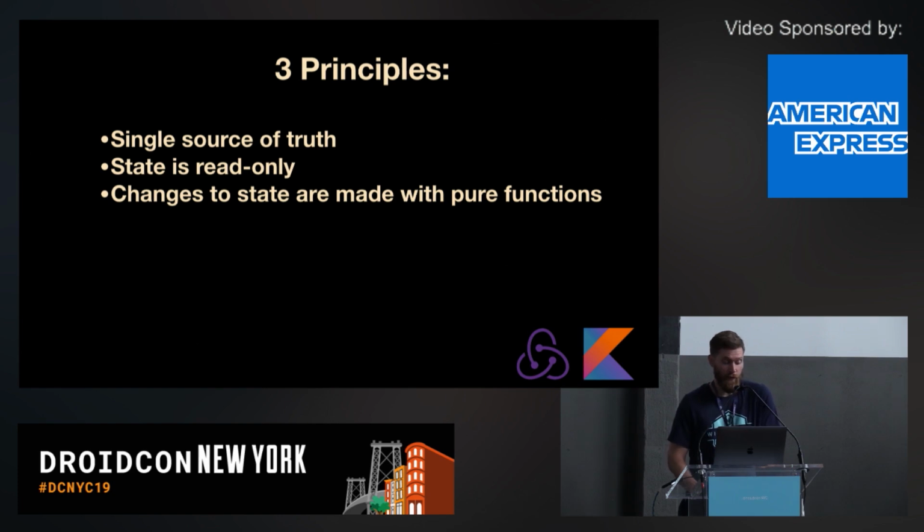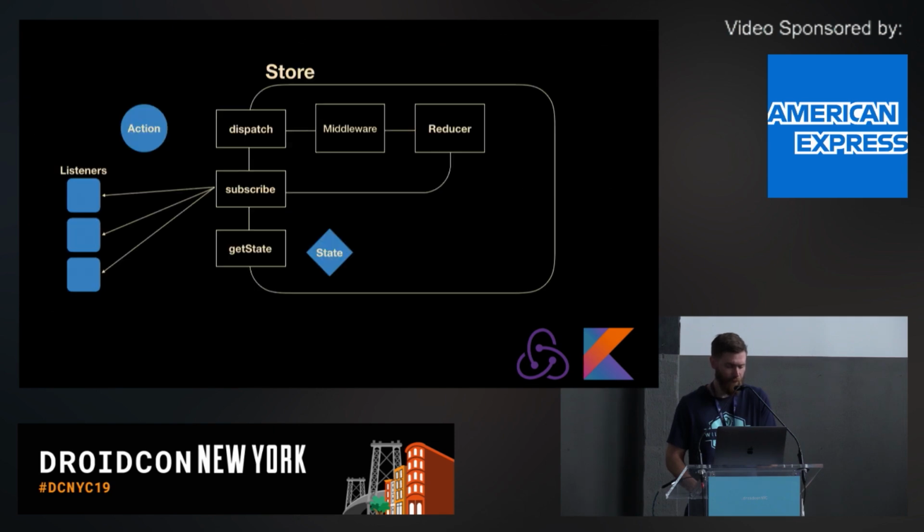Redux follows 3 principles: single source of truth, state is read-only, and changes to state are made with pure functions. By following these principles, state for the application becomes predictable, and the possibility of bugs due to stale state or state being duplicated in multiple places within the app are just gone.